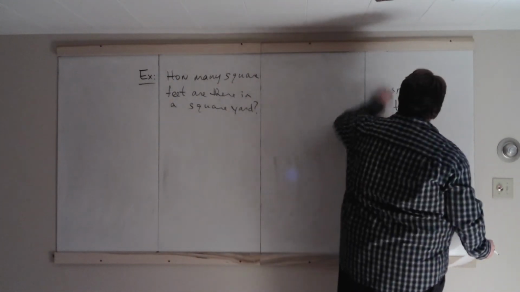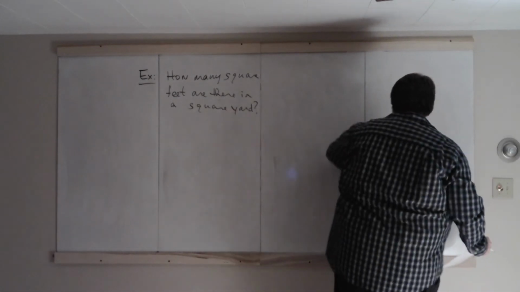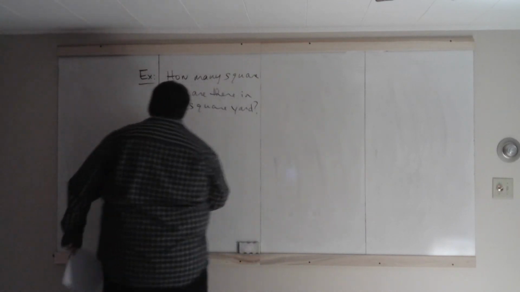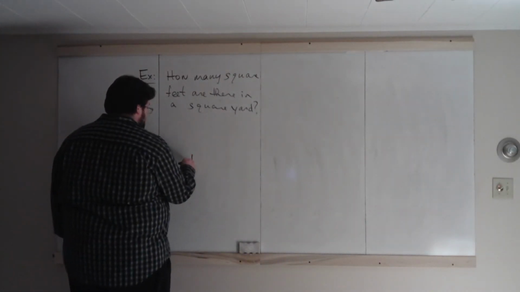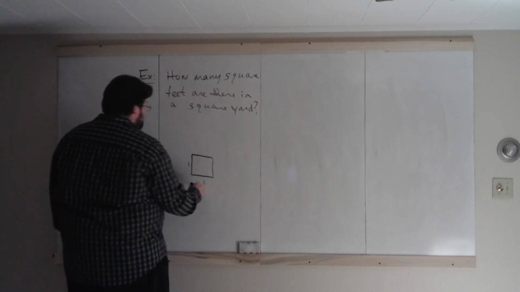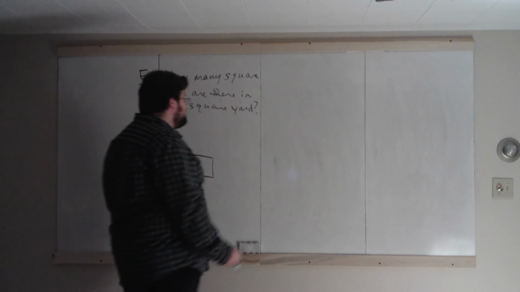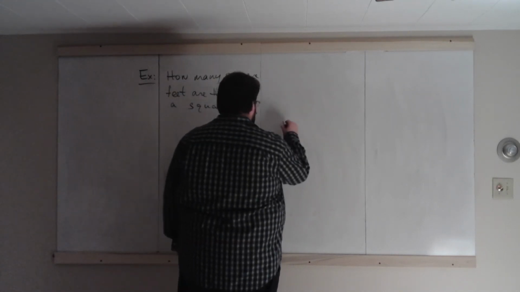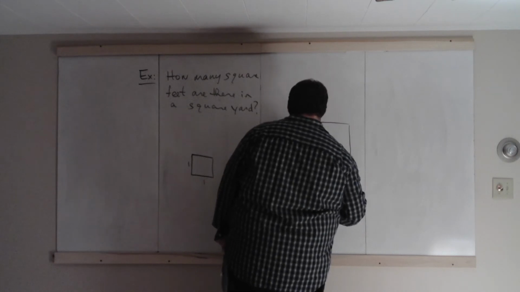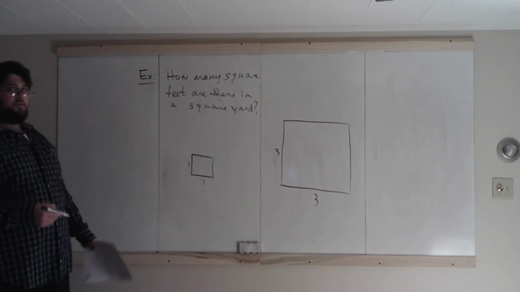I think the easiest way is actually with a drawing. I find it easiest to see with a drawing. So let's draw a square foot. Here's a square foot. The square foot is 1 foot by 1 foot. Remember, a yard is 3 feet. So a square yard, here's our square yard. A square yard is 3 feet by 3 feet.